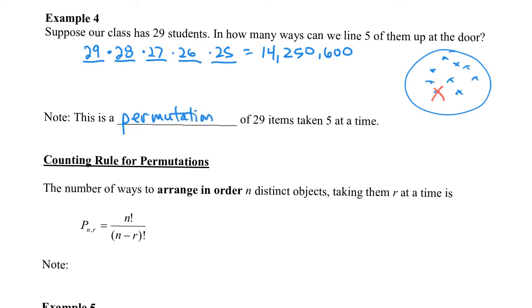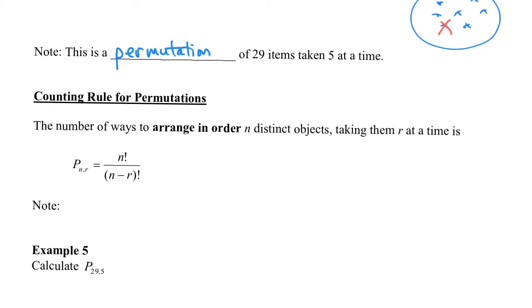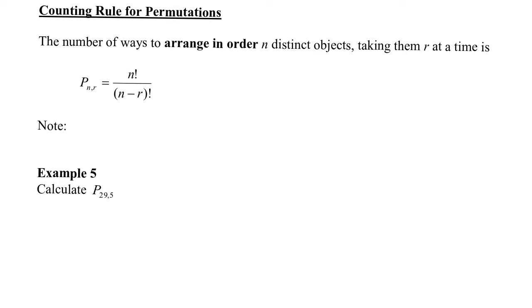And we have a counting rule for permutations. So permutations, these are basically the number of ways to arrange in order n distinct objects taken r at a time. And we've got a formula here.